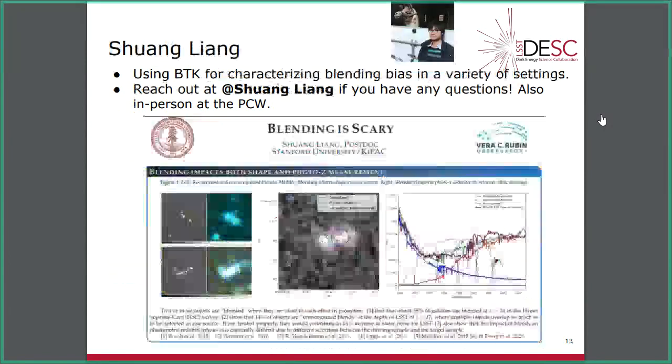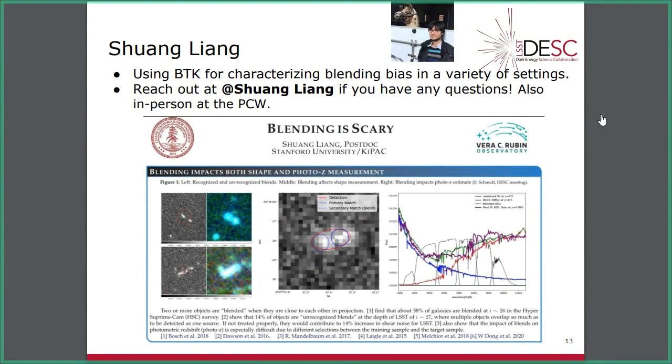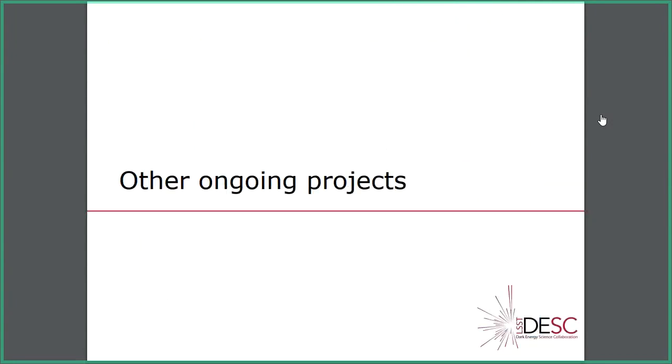Next slide, please. Then Shuang is a postdoc at Stanford. He's been looking at characterizing blending biases in a variety of settings with a focus on clusters and photo-z. And you can also reach out to him there, and I believe he's also in the PCW, and he has a poster.